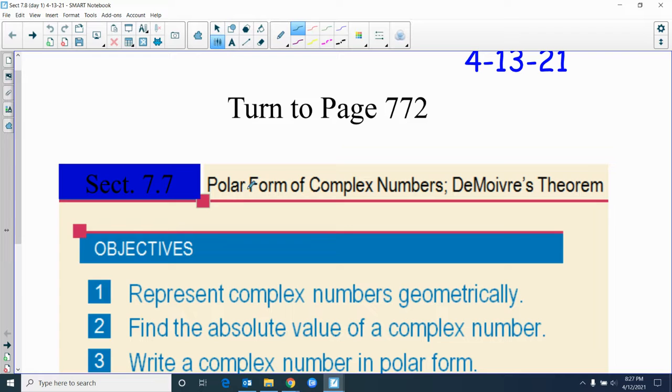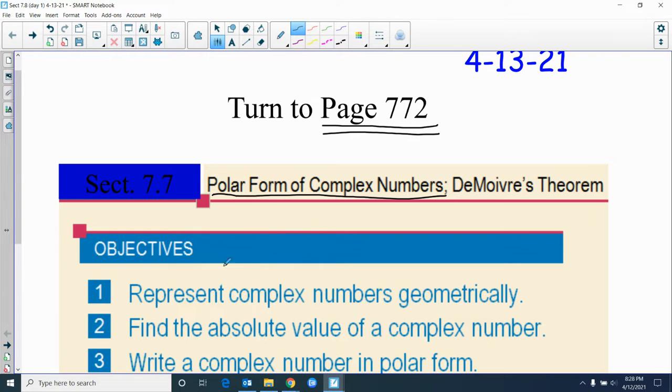This deals with polar form, again, but of complex numbers. I know it says turn to page 772, but at some point when you're doing your homework, it goes over a nice little intro. Maybe we'll talk about it tomorrow in class. Don't worry about doing it now.